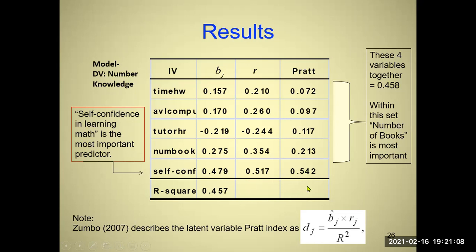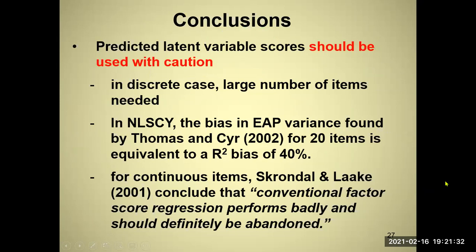So it's 54.2% of that R squared that is a self-concept psychosocial variable, and you'll see together here time with home, availability of computer, tutoring hours, number of books. Even within those, together they're 0.458 of this, 45.8% of this, and within that set, number of books is the most important.